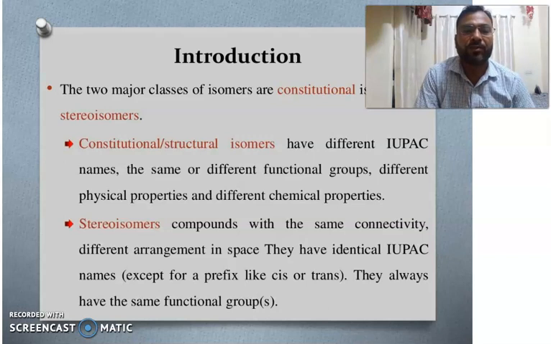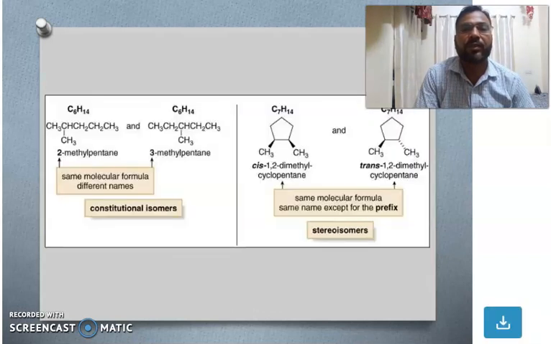My friend, look at these two examples. Here 2-methylpentane and 3-methylpentane have a different arrangement in different positions. So, the same molecular formula with different names. Now another example you can see here: same molecular formula, same name except for the prefix like cis and trans.